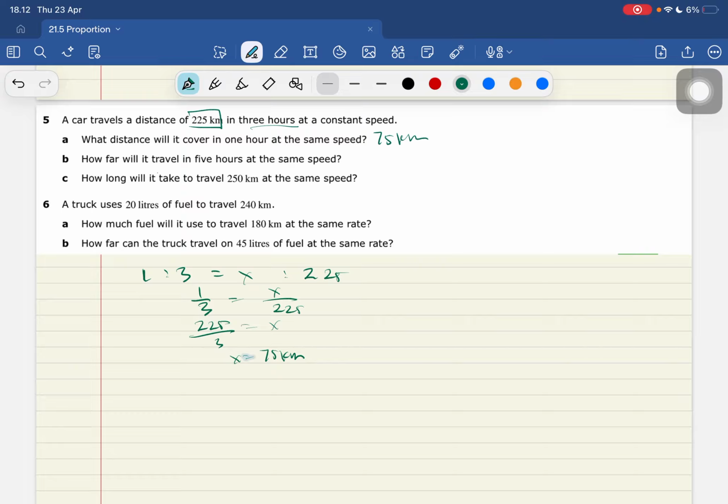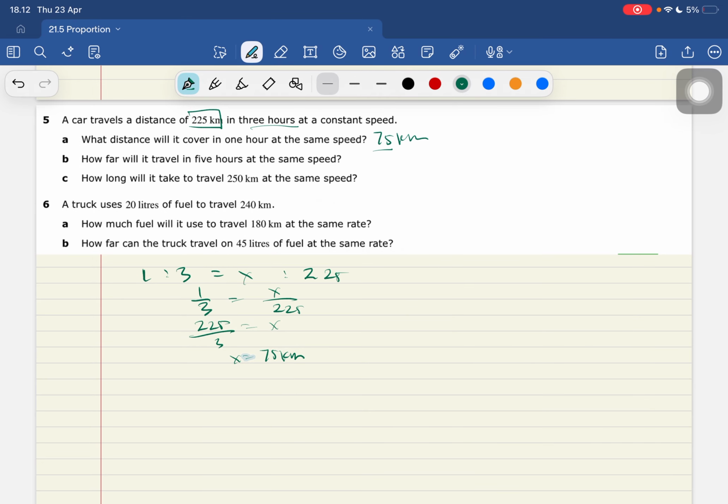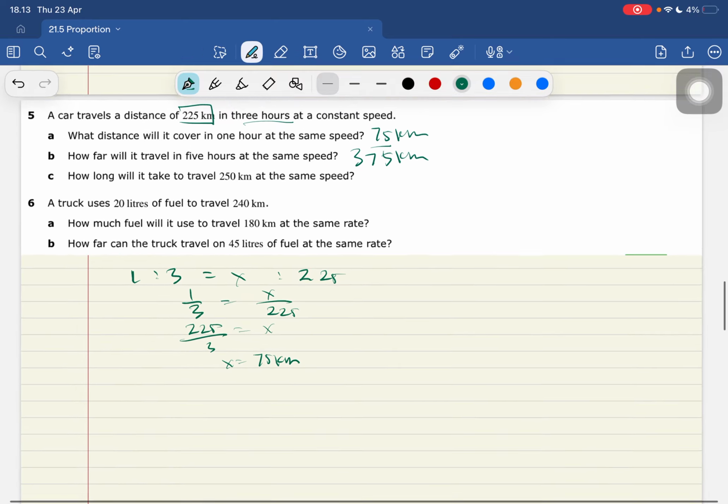How far will it travel in 5 hours at the same speed? This is 1 hour, so we can just multiply by 5. So it's going to be 375 kilometers. How long will it take to travel 250 kilometers at the same speed?